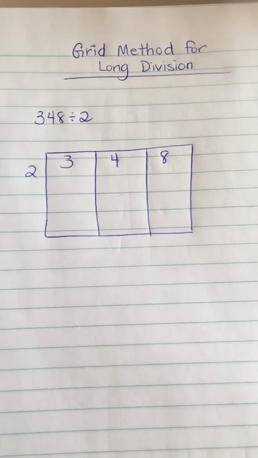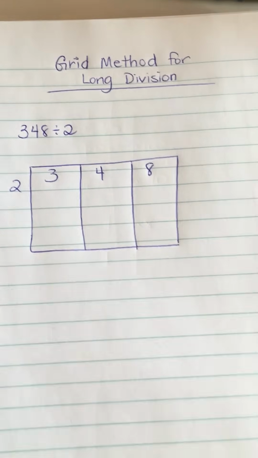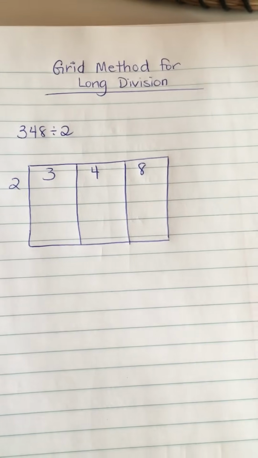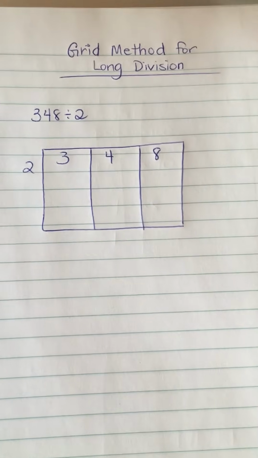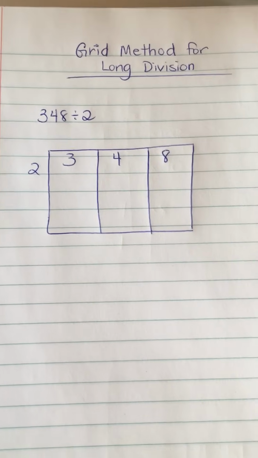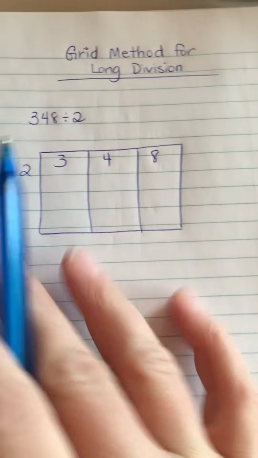First of all, I should just make a quick note that if you are looking for a more mental math-based approach, please check out my videos on the partial quotients strategy and also the box method for long division. Those are great ways to begin with a mental math-based approach for long division. Okay, so let's get on to the grid method.